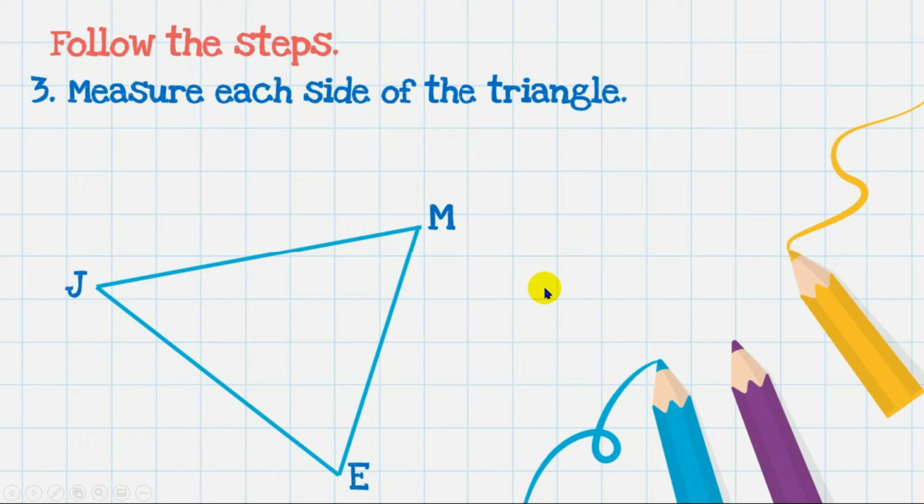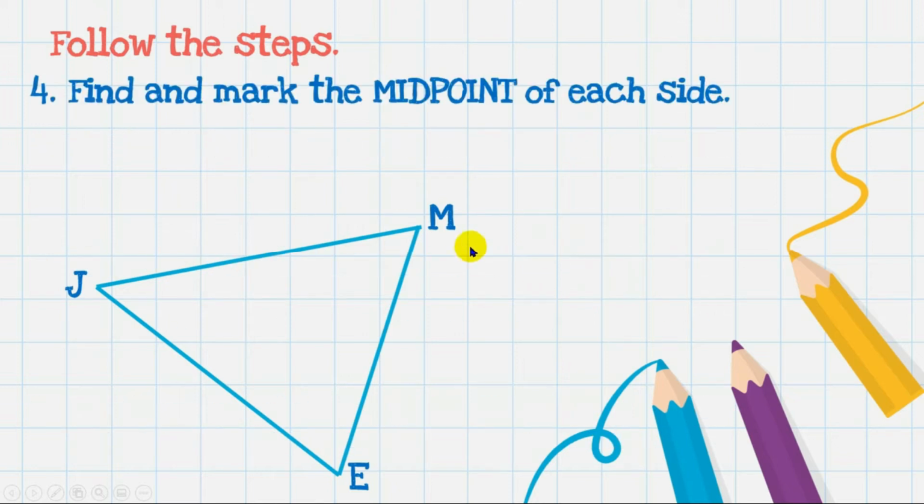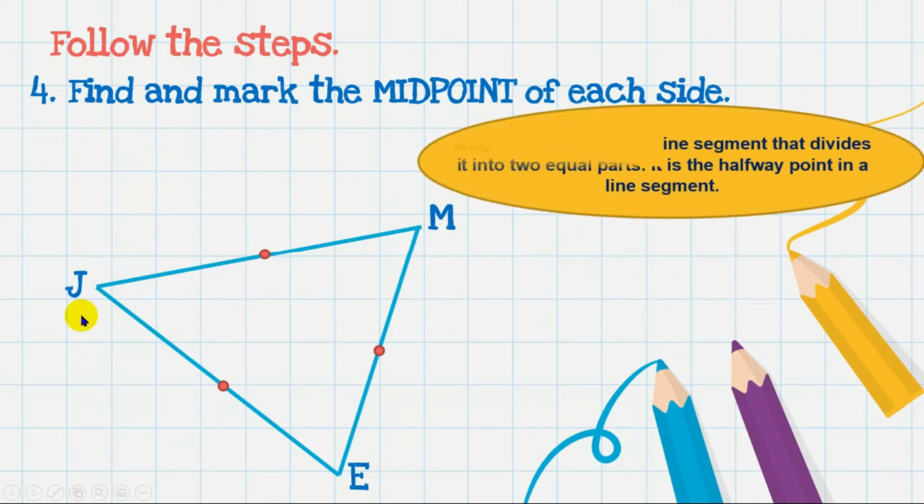Okay, next, let's have our step number 4. And since nakuha na natin yung measurements ng bawat side, now we're going to find and mark the midpoint of each side. Again, pag sinabi pong midpoint, ito po yung mga points nandun mismo sa gitna ng bawat side. So, how are we going to find out kung alin yung midpoint? Kanina po, dun sa measurement, nakuha na natin, now we're going to divide it by 2. So, pag na-divide nyo yun by 2, ibig sabihin po nun, mahahanap nyo na yung midpoint.